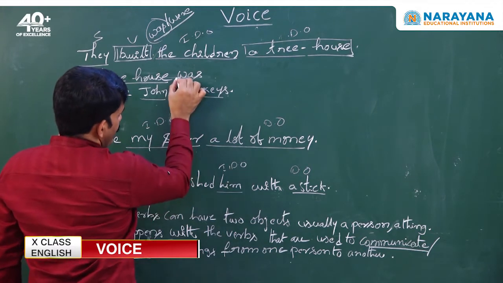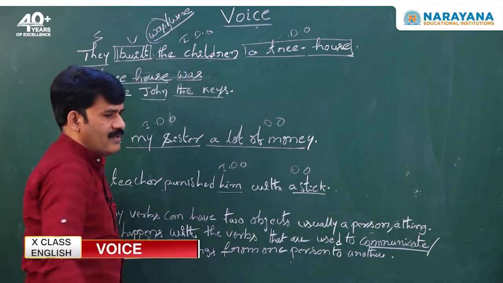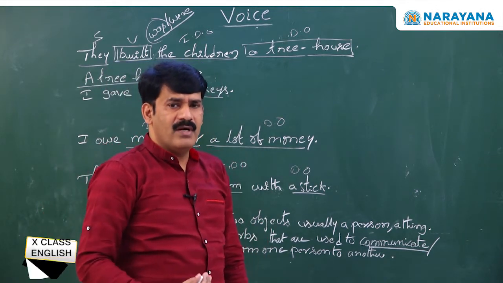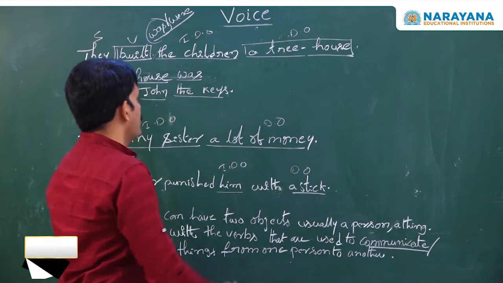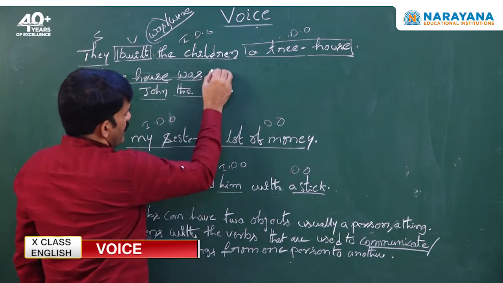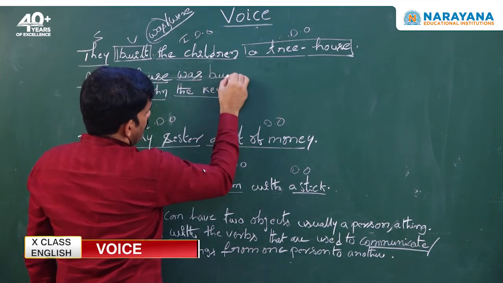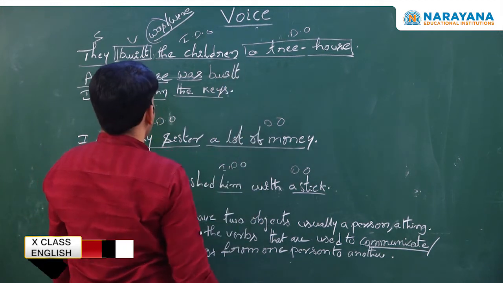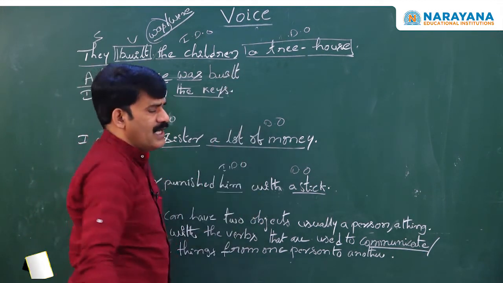Once after writing the be form, you need to write the third form of the verb given in the active voice. What is the third form of the verb given in active voice? The third form of the verb given in active voice is built. So, built. Same as it is. Built. For whom this house is built?